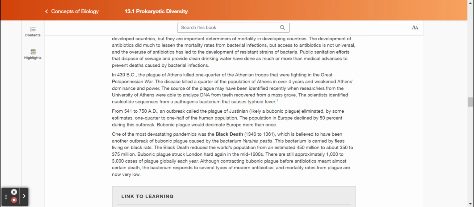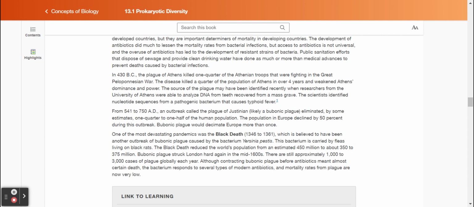One of the most devastating pandemics was the Black Death, 1346 to 1361, which is believed to have been another outbreak of bubonic plague caused by the bacterium Yersinia pestis. This bacterium is carried by fleas living on black rats. The Black Death reduced the world's population from an estimated 450 million to about 350 to 375 million. Bubonic plague struck London hard again in the mid-1600s.